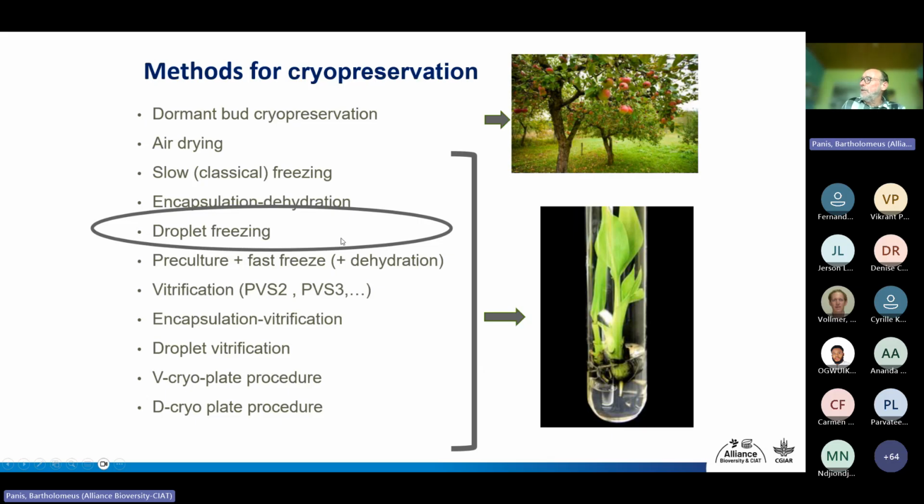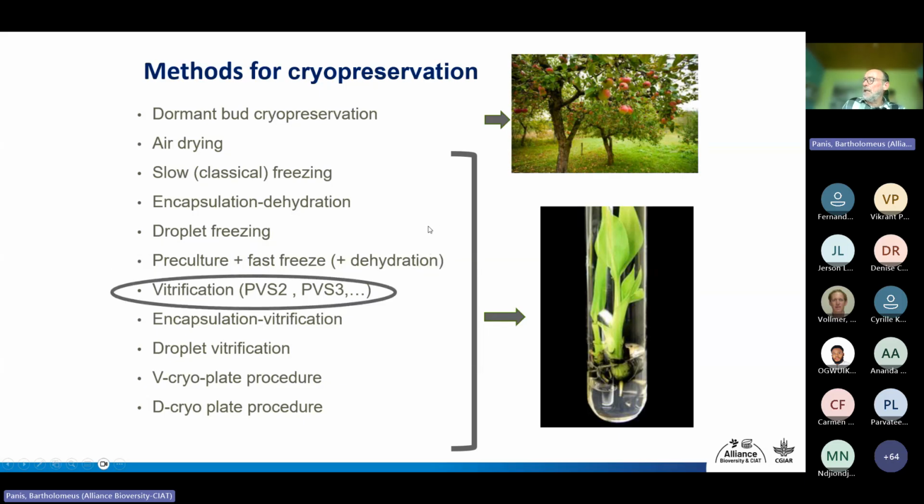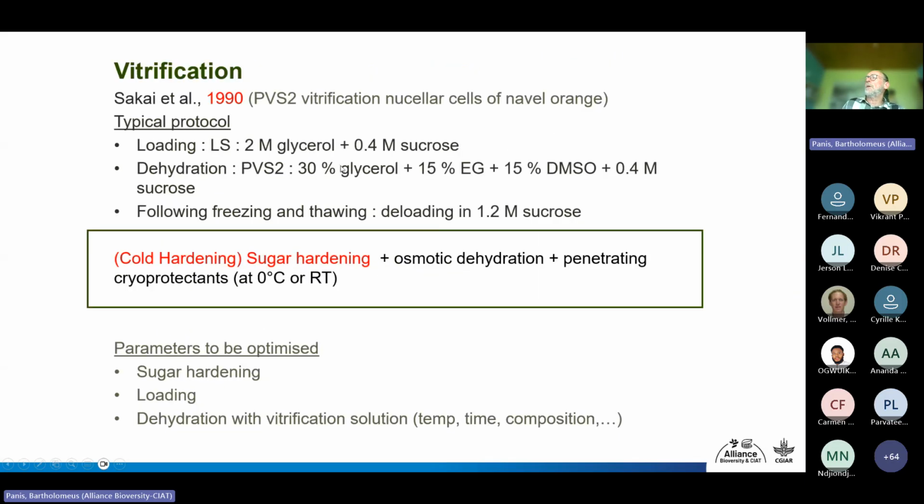Then we have the droplet freezing. I'm not going to go into detail there because this is only used for potato shoots. Pre-culture fast freezing, I will also not go into detail because it also has limited applications. And then the vitrification, this is an important one.